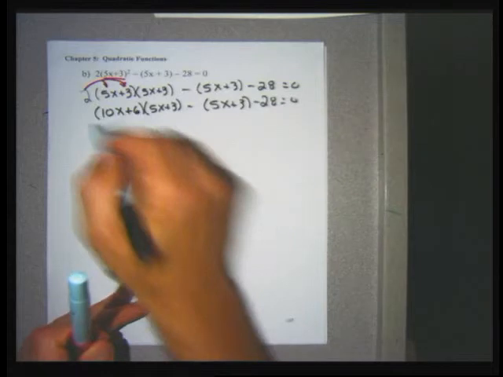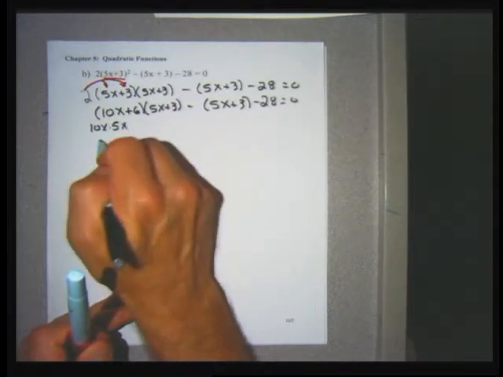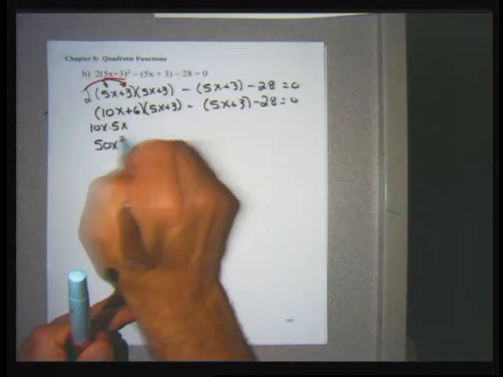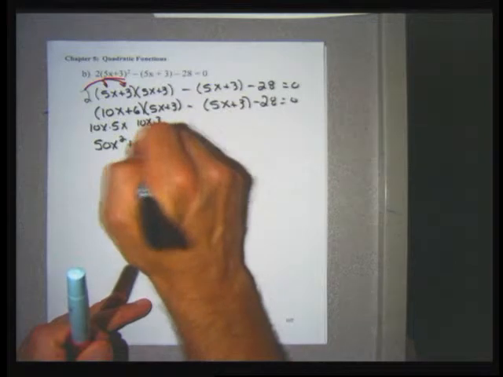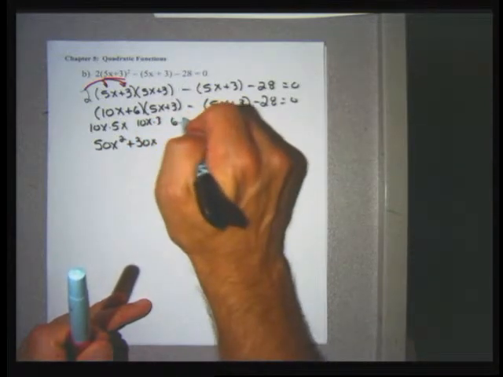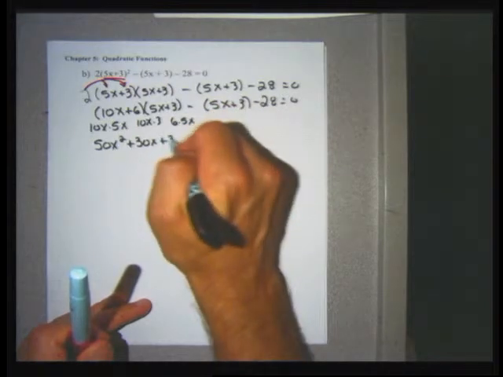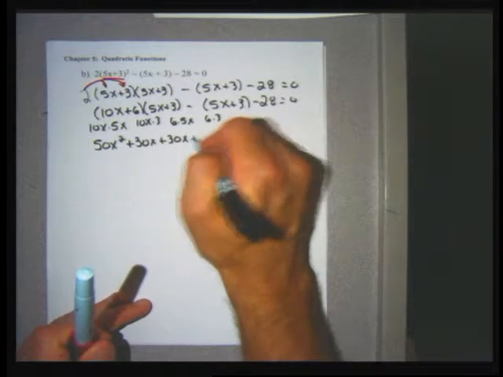Now I'm going to FOIL. First are 10x times 5x, which is 50x squared. Outers are 10x times 3, which are positive 30x. Inners are 6 times 5x, which is a positive 30x. And the lasts are 6 times 3, which is a positive 18.